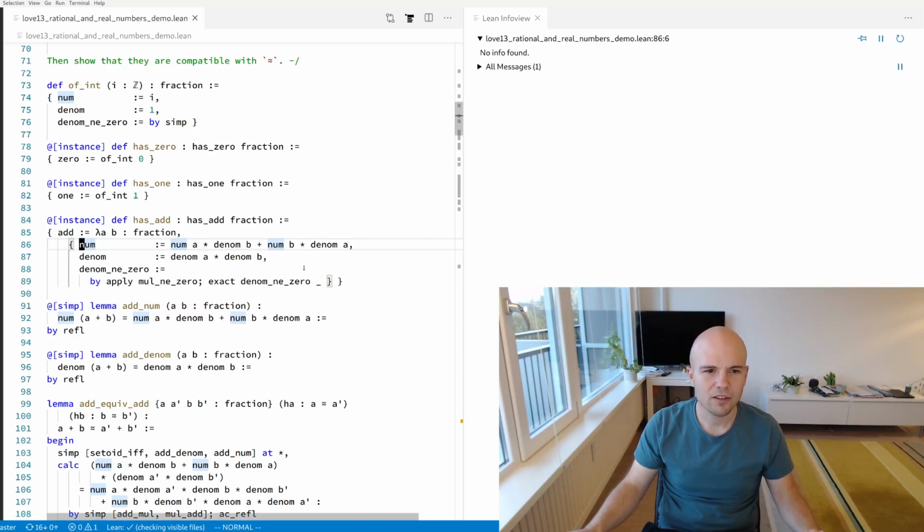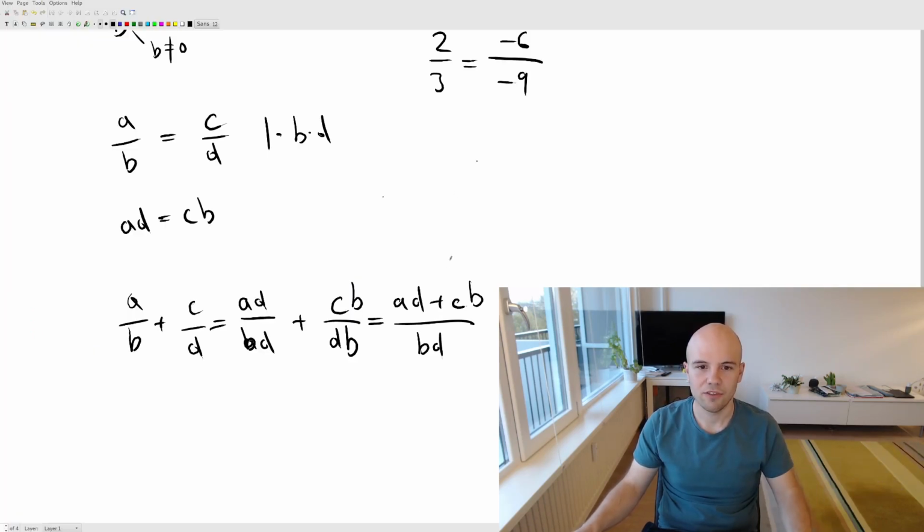And yes, it looks very much the same. So, like above, we've got the sum of the numerator of one fraction multiplied by the denominator of the other fraction. So a is a numerator and d is the denominator of the other fraction. So yes, this is indeed the definition that we want.